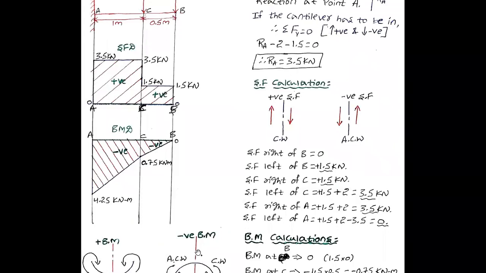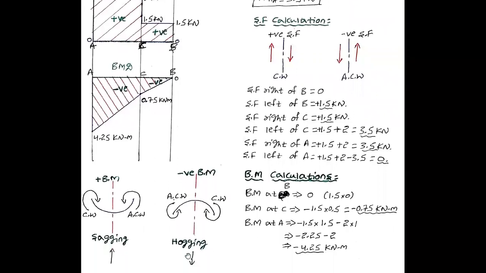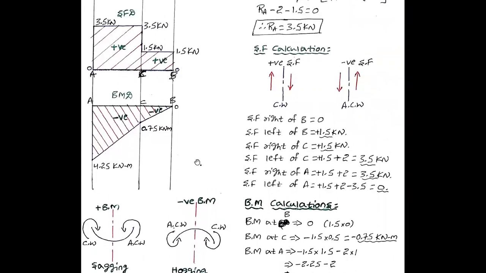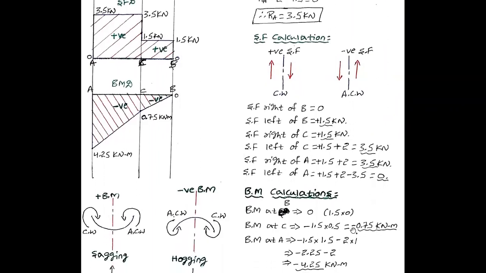Or from the layman method, you can see that the vertical load is acting downward, which means it will result in hogging, negative. Take it as minus 1.5 into 0.5. The unit is kilonewton meter: kilonewton is the unit of force, and the length unit is meter. 1.5 multiplied by 0.5 is minus 0.75 kilonewton meter.